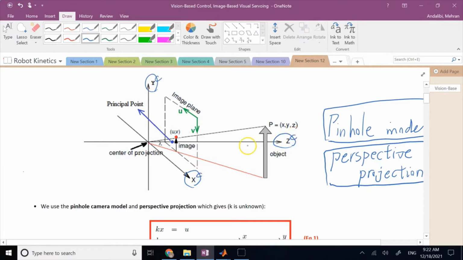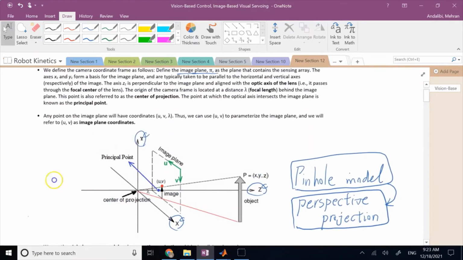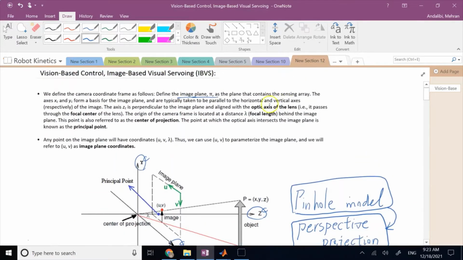This is different from the world frame. This frame is attached to the camera. It moves with the camera. The z-axis of the camera frame is the one that is coming right perpendicular to the image plane, coming out of the camera. Okay, that's the z-axis of the camera frame, and that axis is what we call what? The optic axis of the lens.